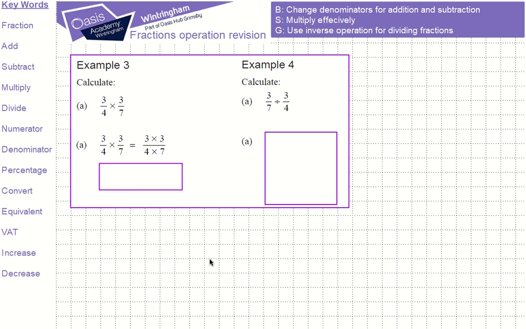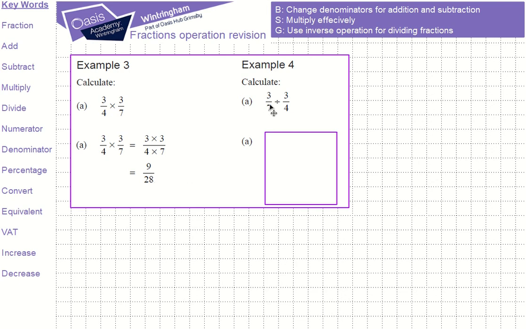So when we're multiplying, we don't need to do anything to the denominator. We don't need to make them the same. And all that we need to do is the 2 numerators, 3 and 3, will be multiplied by each other. And the 2 denominators, 4 and 7, will also be multiplied by each other on the denominator. And all that we're left to do is just work out what these are. 3 multiplied by 3 is 9, and 4 multiplied by 7 is 28. And that's our final answer. We can't simplify that fraction.